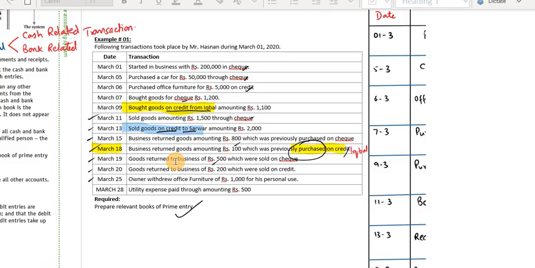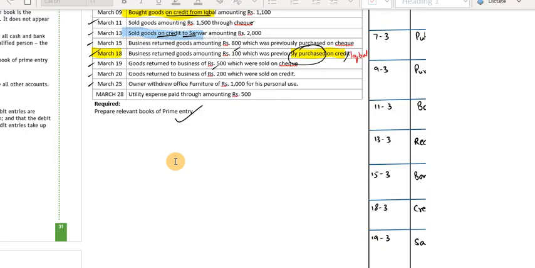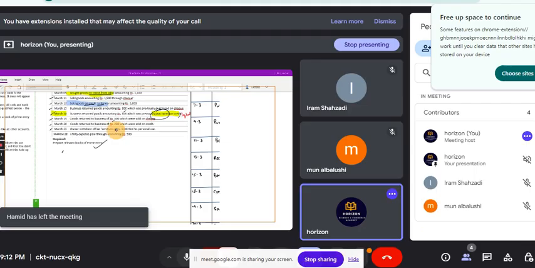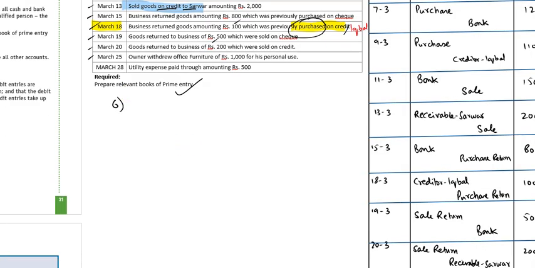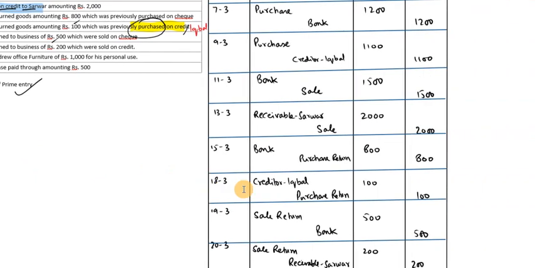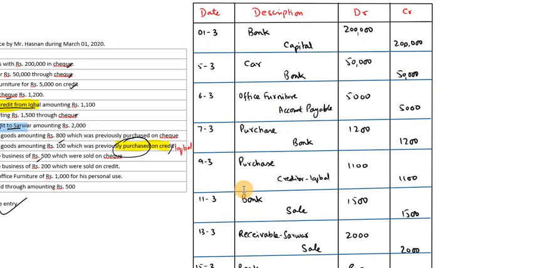Now, how many books of prime entry do we have? We have 6 books of prime entry: sale, sale return, purchase, purchase return, cash, and the journal. We identified all the relevant books of prime entry from our journal book. So first we have to make the books of prime entry.